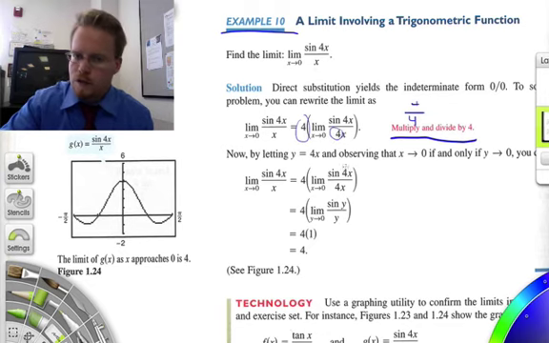Now what that allows us to do is we end up having sine of 4x over 4x, and we can rewrite the 4x as y, so the limit as y approaches 0 of sine of y over y. And this is it. This part is in that form that we learned. It is that theorem, sine of x over x as x approaches 0. So this portion equals 1, and then we're left with the 4 outside. 4 times 1 is 4.